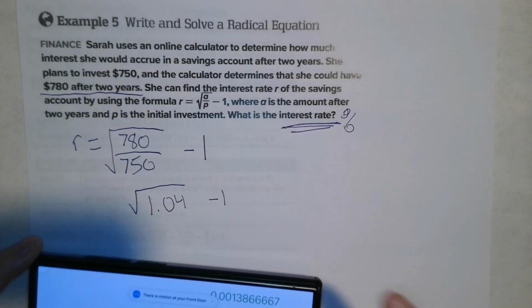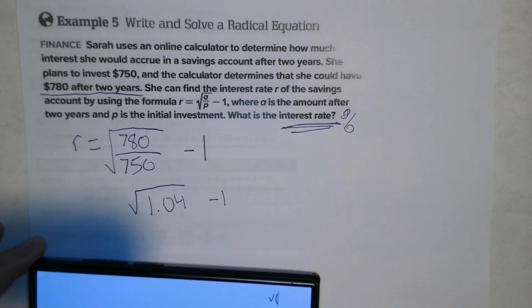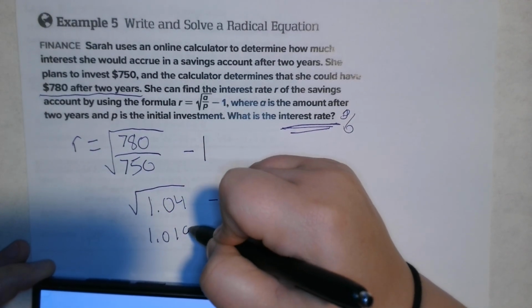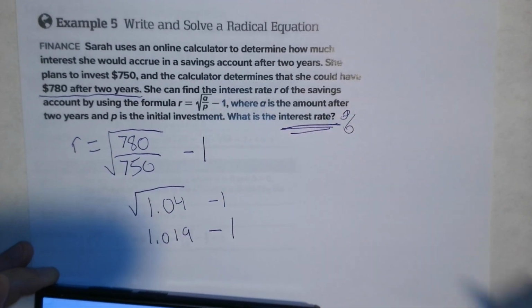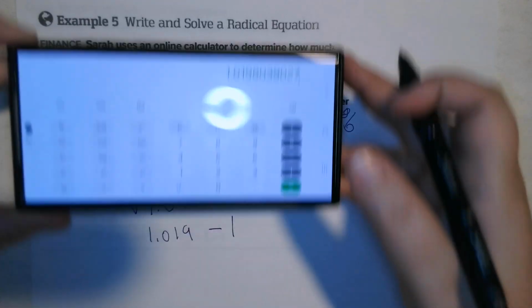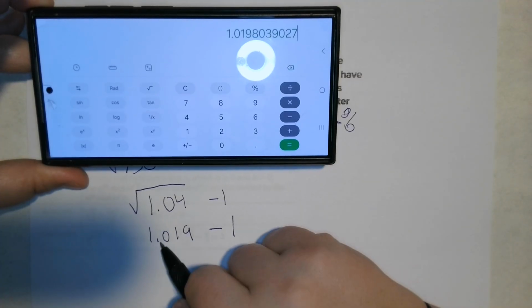But I'm going to, sorry, motion at my front door. Let's do square root. Let's do 1.04. Okay, I get 1.019. And then I want to subtract 1. Okay, press equal. I'm sorry, I didn't show you that. That's what I got when I put the square root in there.